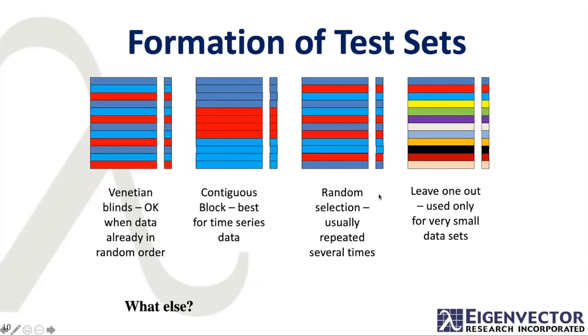You can also do random selection, usually repeated a number of times. And of course, if you have small data sets, you can use leave one out, where each sample forms a test set by itself. So what else can you do here? You can do custom selection based on prior knowledge. And we're going to talk a little bit about how to set that up as well.